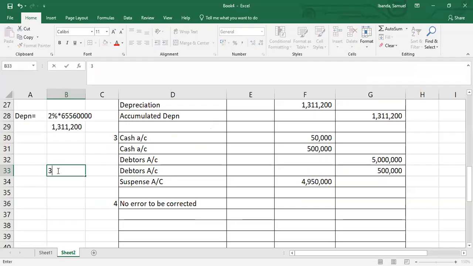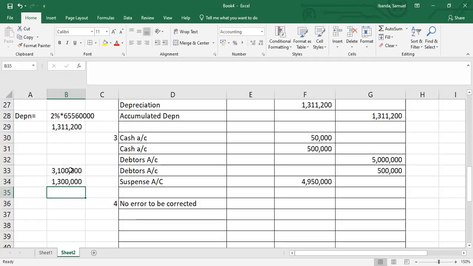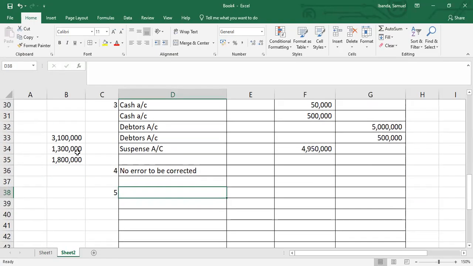So if we have 3.1 right here, and then 1.3, this is an error of transposition. You've transposed 3 for 1, so the difference here is 1.8. When I'm correcting this error, part number 5, the 3.1 was posted as a debit in the P&L, and we have to reduce it back to 1.3.